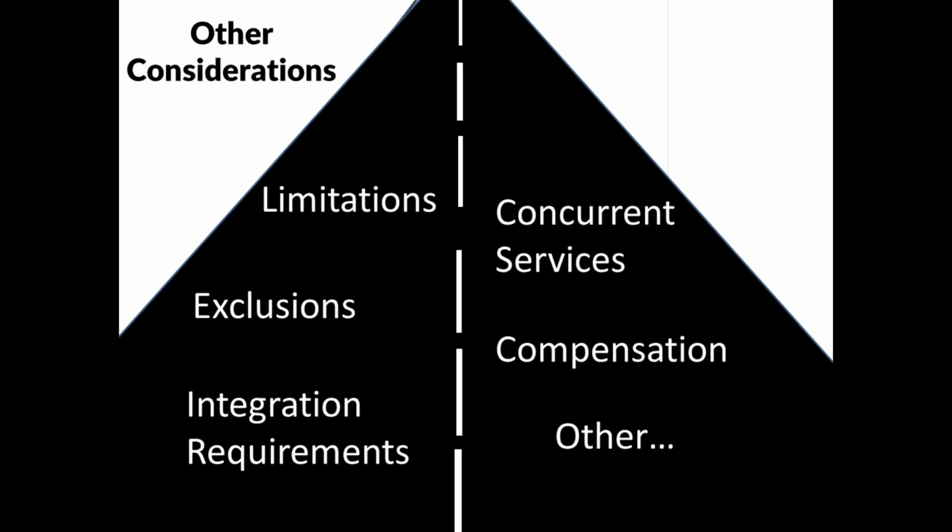Integration requirements. In the performance of job duties, the member shall have regular contact with other employees or members of the general public who do not have disabilities, unless the absence of regular contact with other employees or the general public is typical for the job as performed by persons without disabilities.